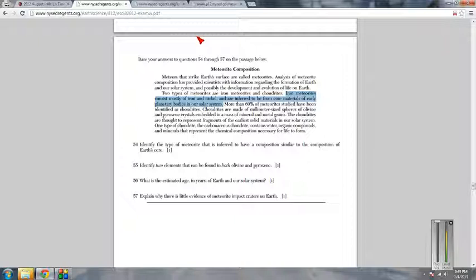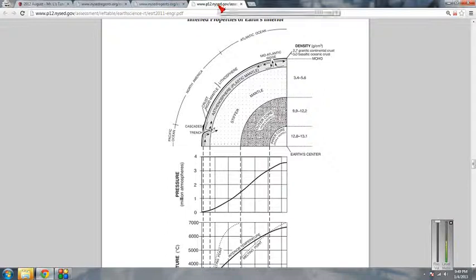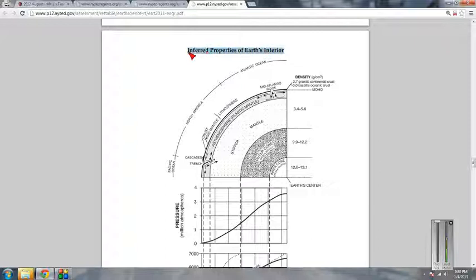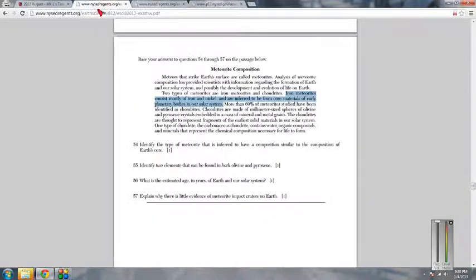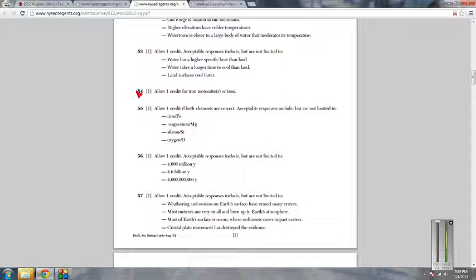But if you're unsure of this and you really can't tell exactly what we're talking about, go to the Earth Science Reference Table, page 10, Inferred Properties of Earth's Interior. If you look here, Earth's center, the inner core, is made of iron and nickel. So the question asks, identify the type of meteorite that is inferred to have the composition similar. We said there are two types of meteorites, so the one that you would pick is iron meteorites. And if we look at number 54, allow one credit for iron meteorites or iron.